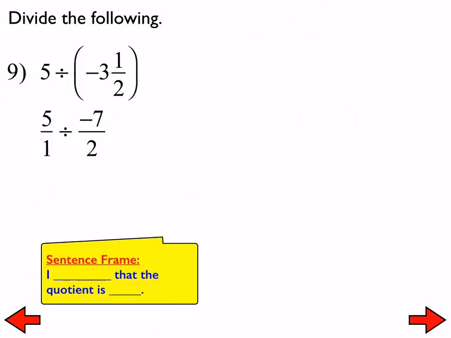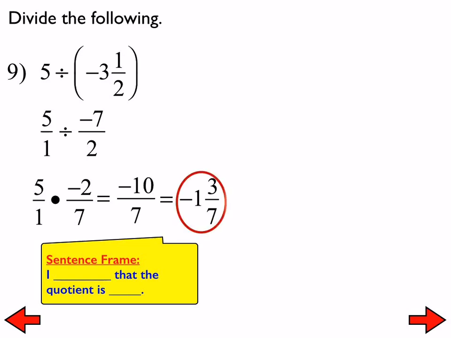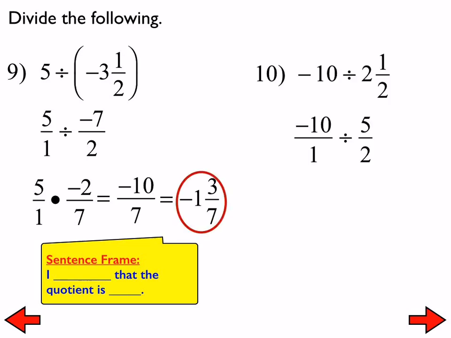Number 9. Convert to improper fractions. 5/1 divided by -7/2 is equivalent to 5/1 times -2/7. Multiply straight across because we can't do any cross reducing, so the quotient is -1 3/7. And number 10 is very similar to number 9, and we get, for the quotient, -4. Any questions about any of those problems?